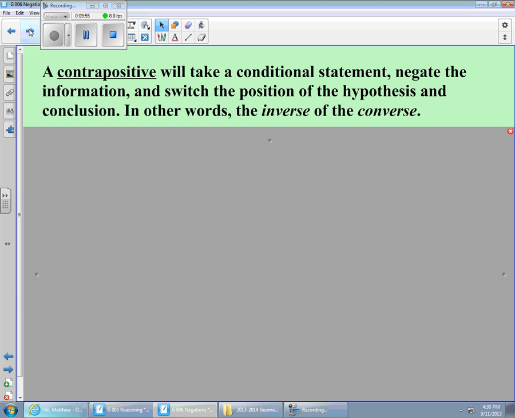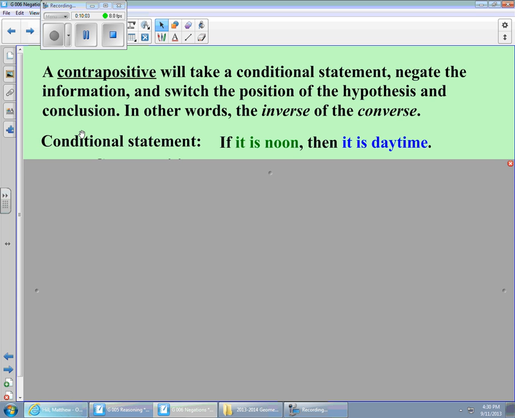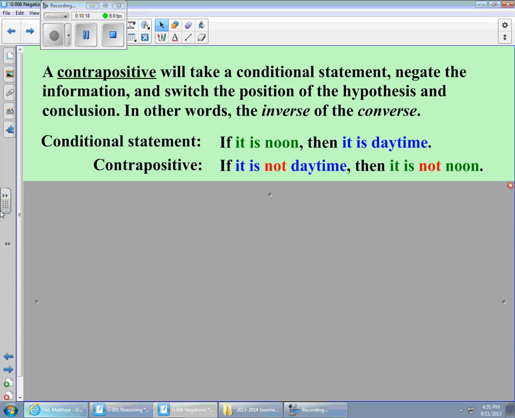So if you can remember what converse is and remember what inverse is, contrapositive does both of them at the same time. So let's see how it applies to the statement we've been talking about here. Our conditional statement is if it is noon, then it is daytime. Well, we are going to perform converse and inverse at the same time. So instead of if it is noon, then it is daytime, our contrapositive would say if it is not daytime, then it is not noon.